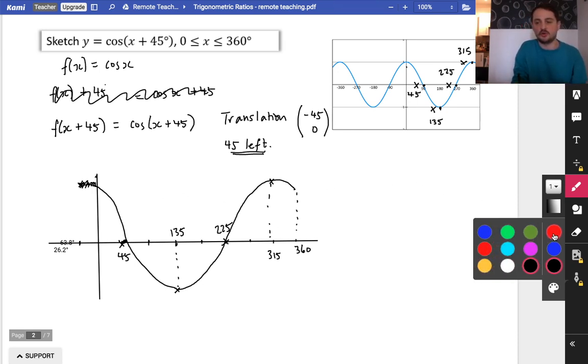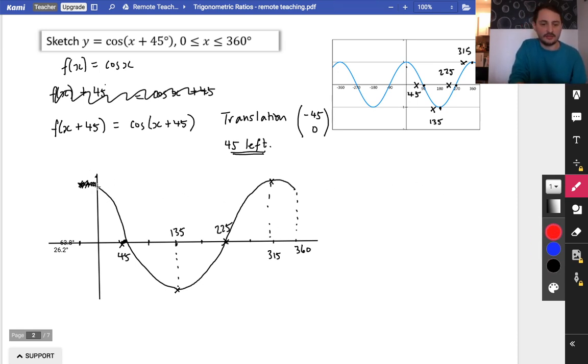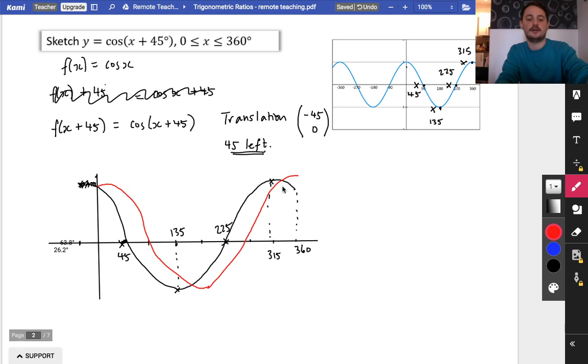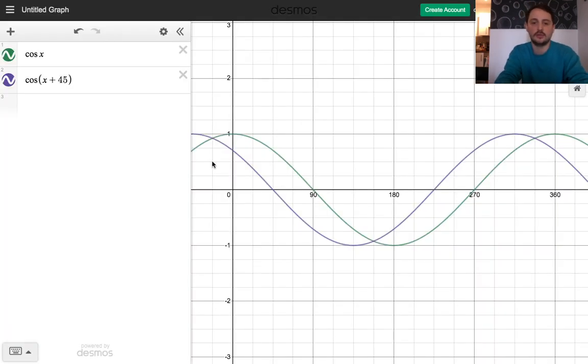I might actually draw what the cos graph normally looks like. The cos graph normally looks like this. Oh my god, these are just the worst graphs I've ever drawn. So you can get a sense how every single coordinate has shifted 45 to the left. If in doubt, please have a look at this one and copy this one instead. I think you'll find this one a little bit better to copy.